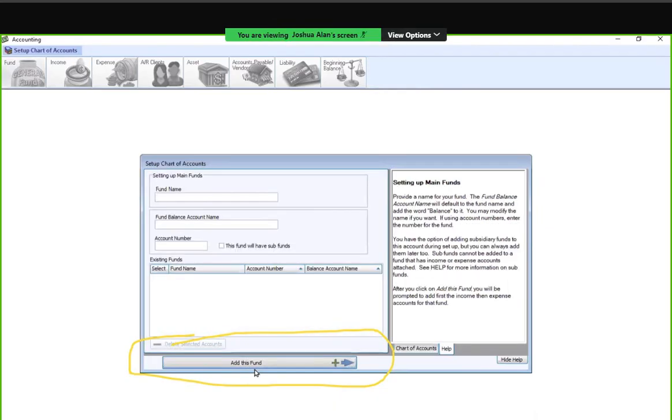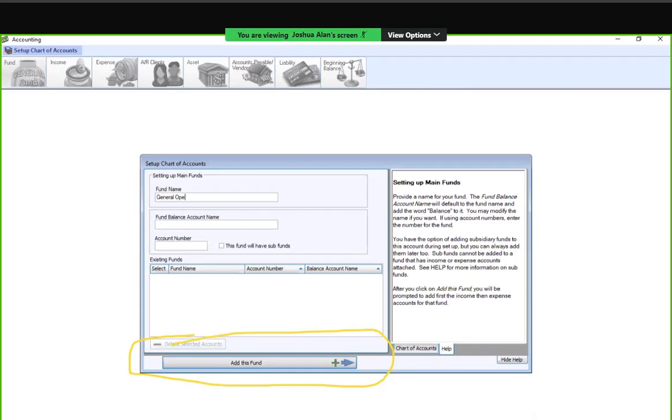It now pops up and says, setting up main funds. So again, folks, this is the very first account type that the software is asking us to set up. So it stresses how important it is that you learn to understand what funds and fund accounts do for you, because that is what our software does. So in this case, virtually all of you have a general fund.